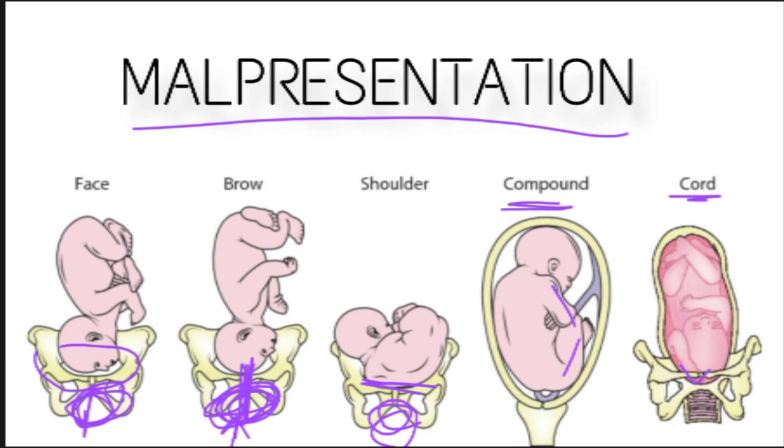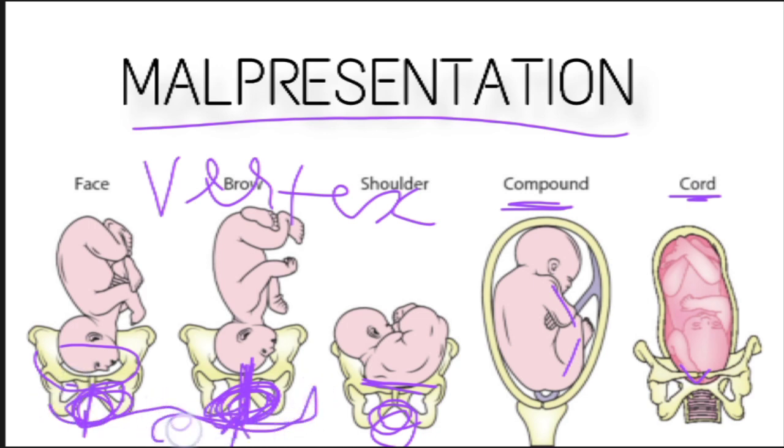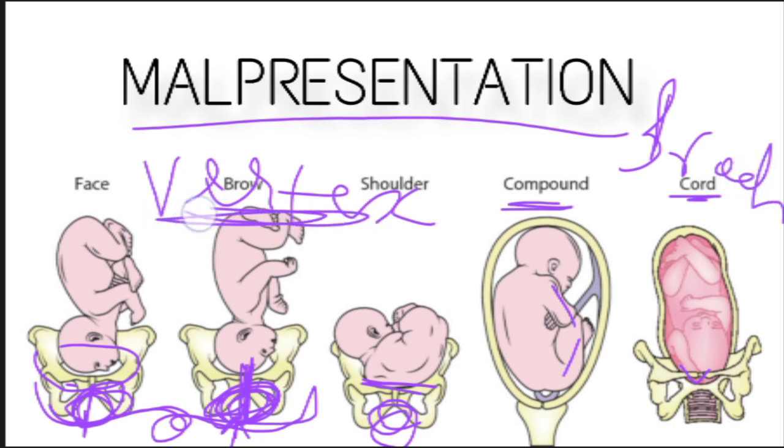Apart from this, we have still two, that is vertex and breech. Vertex is nothing but head. Face and brow can be considered as vertex, because head presentation is the first presentation. Whereas breech is exactly opposite to it. Breech is the lower extremities, the legs; this presentation will be visible first.